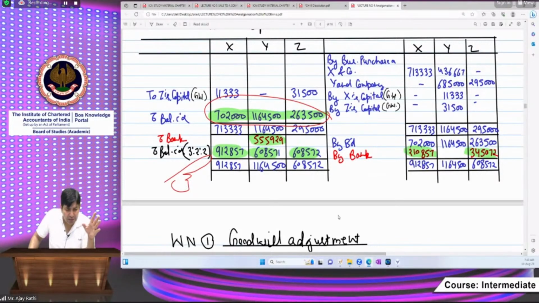Sahu, I am also asking you, is this clear or not? First, let me know. Clear.